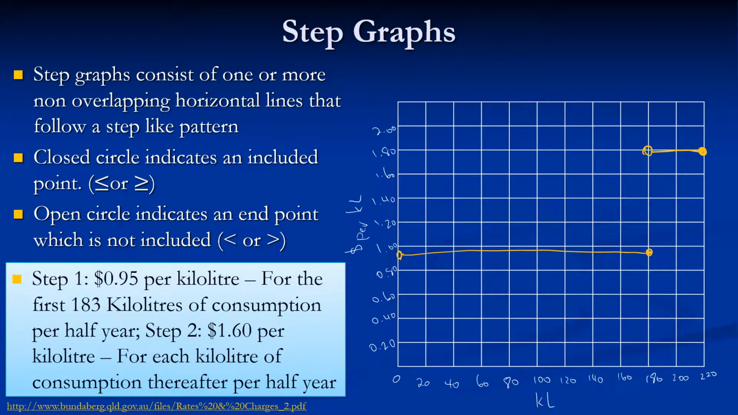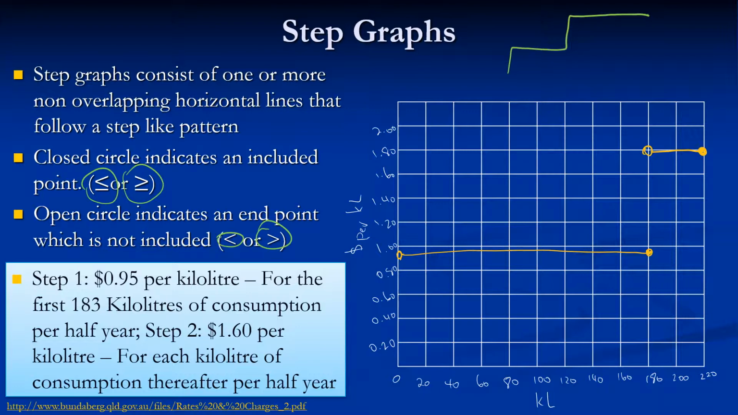So a step graph consists of one or more horizontal non-overlapping lines that follow a step-like pattern, and so on. Now the closed circles indicate an included point, so you can see that we've got a greater than or less than or equal to sign, whereas the open circles indicate an end point, and so we've just got a greater than or less than sign here.